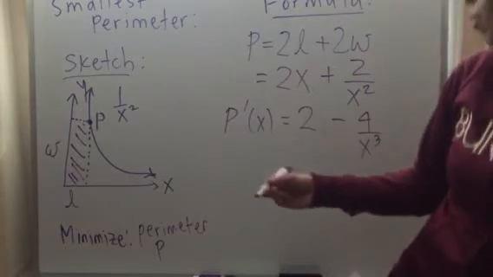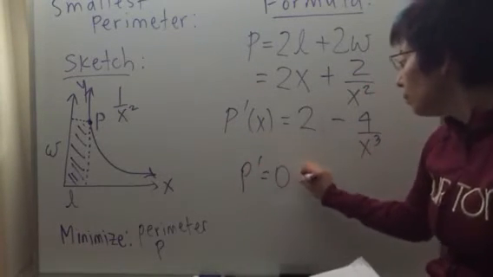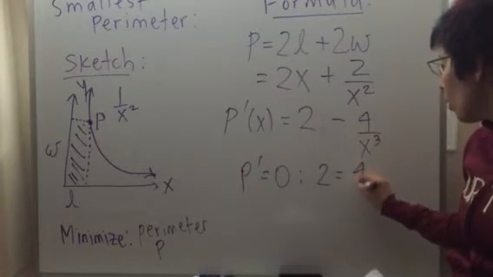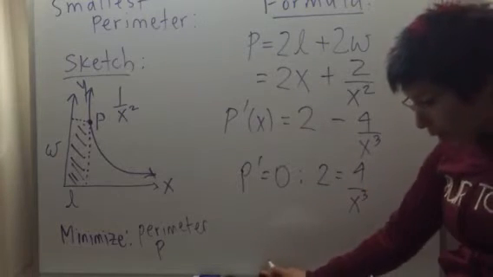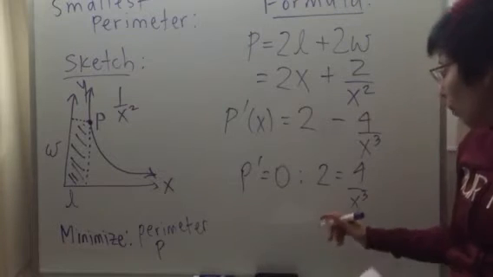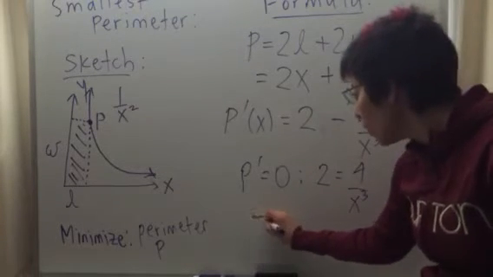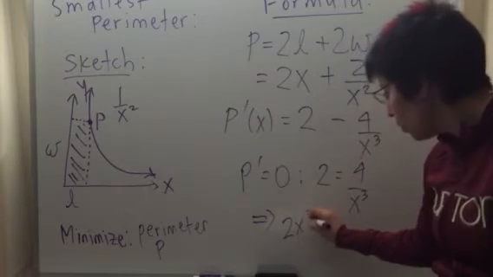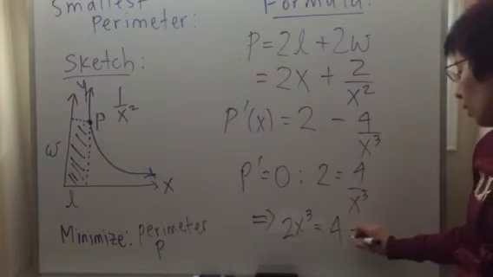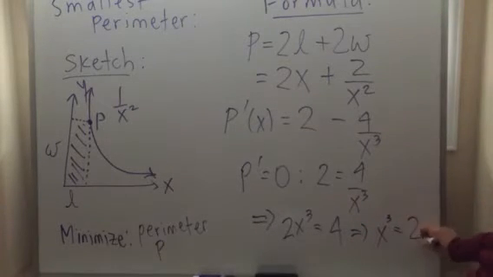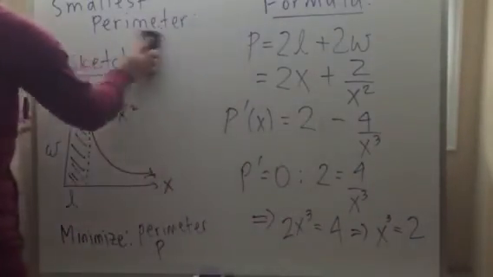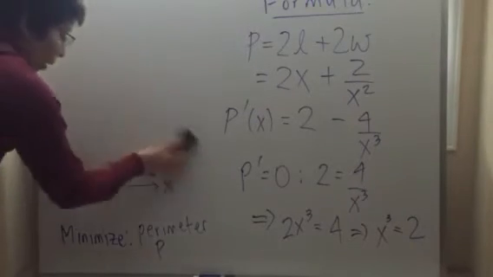So the first step is to find where p prime is equal to 0. And that happens when 2 is equal to 4 over x cubed. So 2 is equal to 4 over x cubed. And then keep going with this, because at some point soon you're going to have to stop and erase the board. So don't let me slow you down. But if you just move things around, then that gives 2x cubed is equal to 4. And that means that x cubed is equal to 2. So at this point, let me get out of the way and let you finish up that solve. Just smallest perimeter problem. We're almost there.